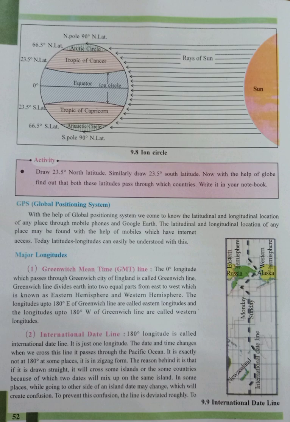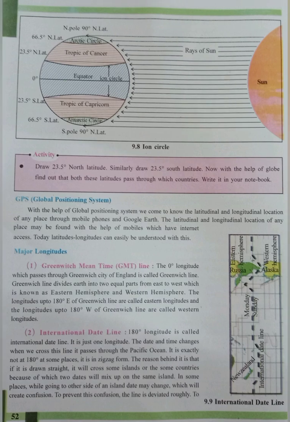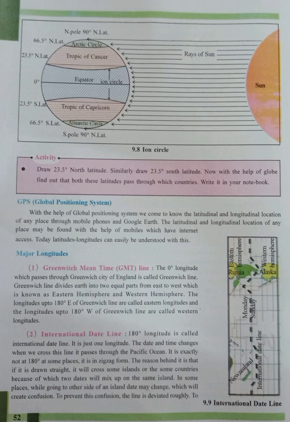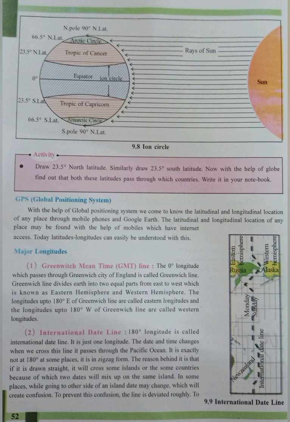The reason behind it is that if it is drawn straight, it will cross some islands or some countries, because of which two dates will mix up on the same island. In some places, while going to the other side of an island, the date may change, which will create confusion. To prevent this confusion, the line is deviated roughly. To avoid any confusion of date, this line is drawn through the sea and not the land.